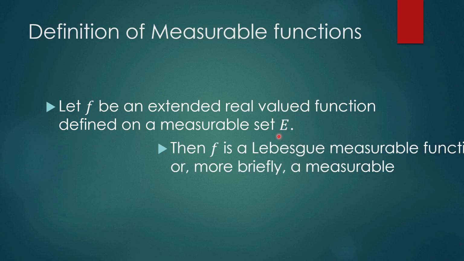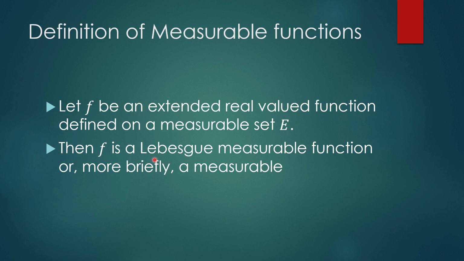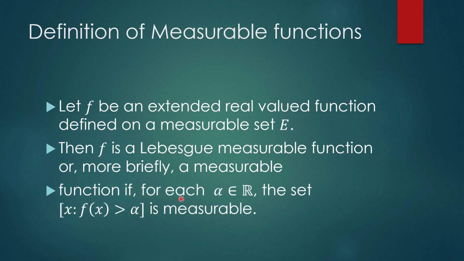Alright, so then f is a Lebesgue measurable function, or more briefly a measurable function. It is called Lebesgue measurable, or simply and briefly measurable function, if the following condition is fulfilled: for every real number alpha, the set of x such that f of x is greater than alpha is measurable. The collection of points x such that f of x is strictly greater than alpha is a subset of R. If that subset of R is measurable for each alpha, then we say that the function f is measurable.